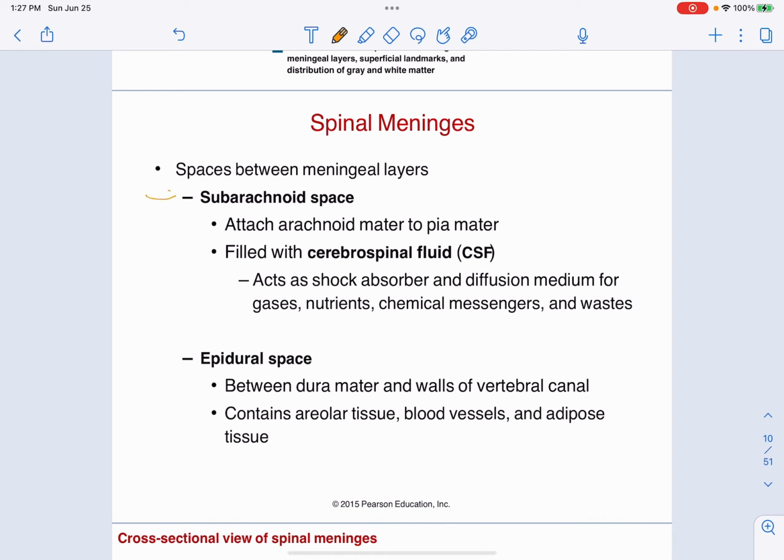So let's talk about the subarachnoid space. Again, this is between the arachnoid mater and the pia mater, and it is filled with cerebrospinal fluid, and there are also blood vessels there. And again, this is going to act as a shock absorber, and this provides a medium for gases to be delivered, like oxygen, and then CO2 can be exchanged. You're going to get some nutrient exchange there as well, and then some chemical messengers and waste can be removed.